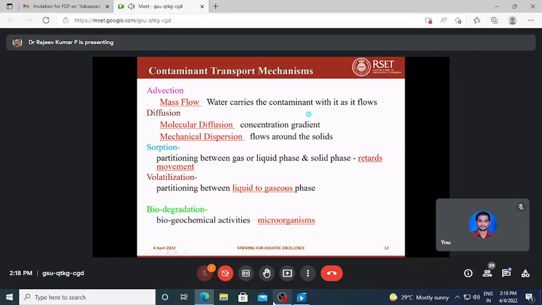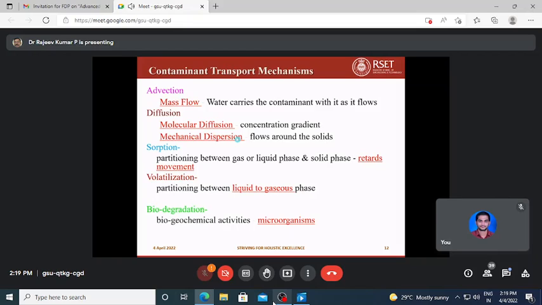And the next one is the diffusion. It has two components. One is molecular diffusion. It may move from highly concentrated area to the low concentrated or zero concentration area. The other may move with the flowing water, and it may mix up around the sharp edges of the soil particles or even geological formation, in the micro level. And the third one is sorption. I have already mentioned that it may be adsorbed onto the soil particles. So this adsorption or absorption will retard the movement of the chemical species or the pollutant in general.